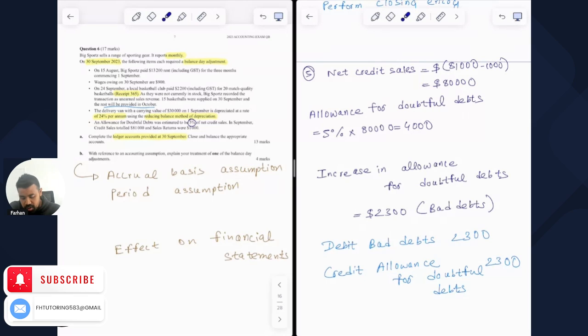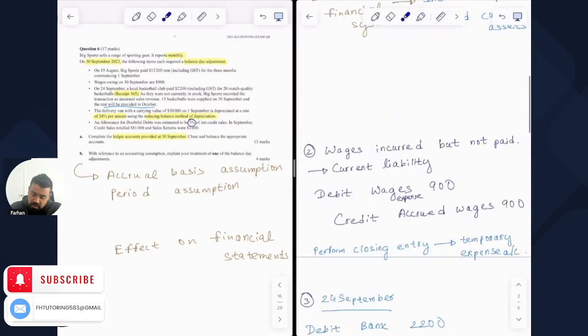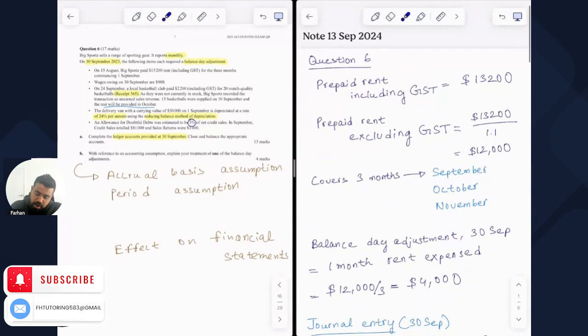So explain your treatment of one of the balance sheet adjustments. So maybe let's start with the first one. So based on the first transaction, we had our prepaid rent, all right? So we know this is prepaid because we paid this on the 15th of August. And we prepaid this, including GST, 30,200, which is 12,000 excluding GST. And we understand that this $12,000 covers the 3 months of September, October, and November.